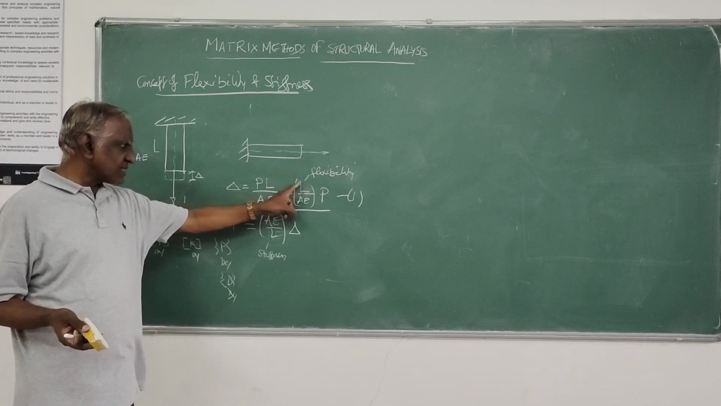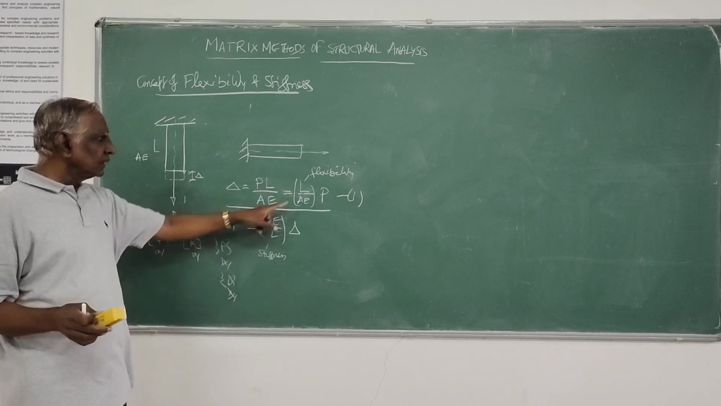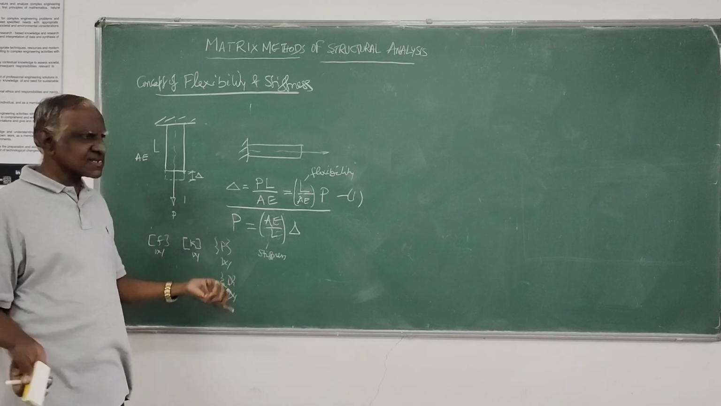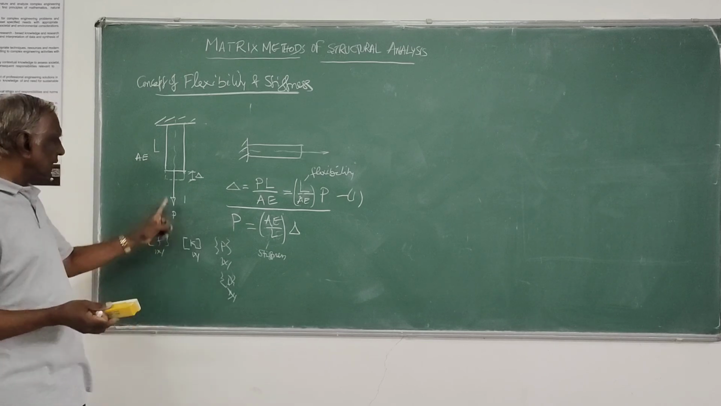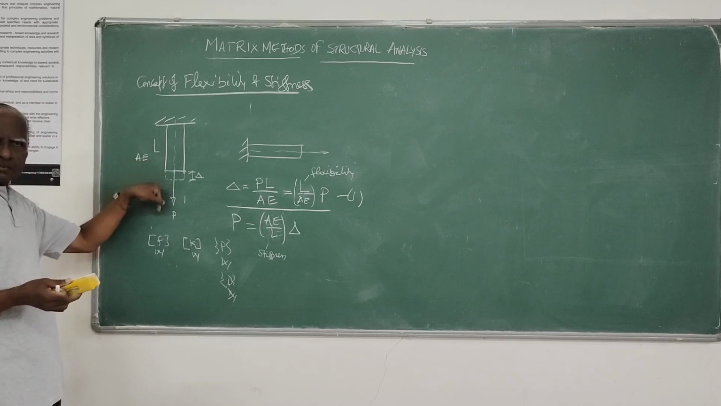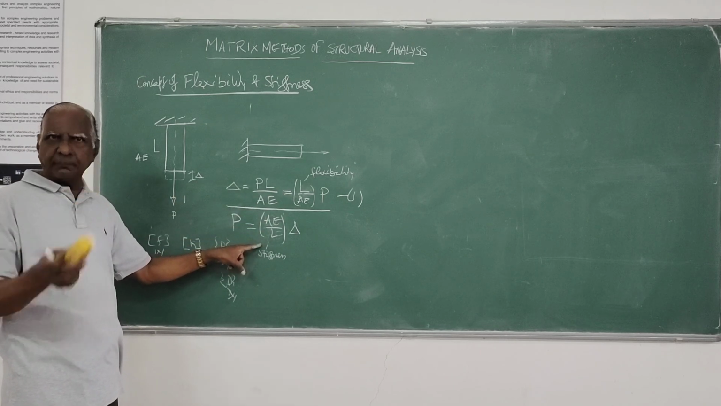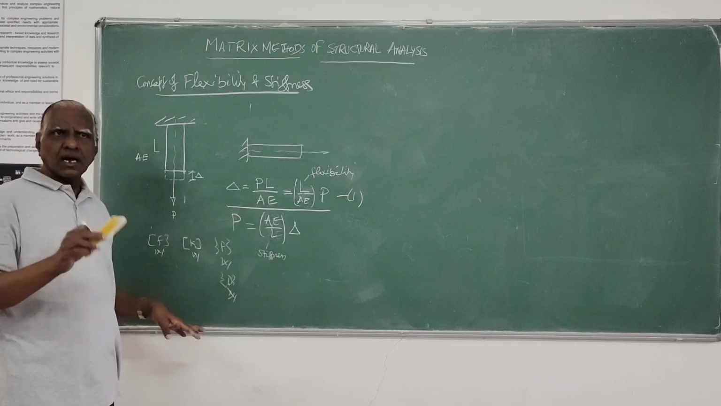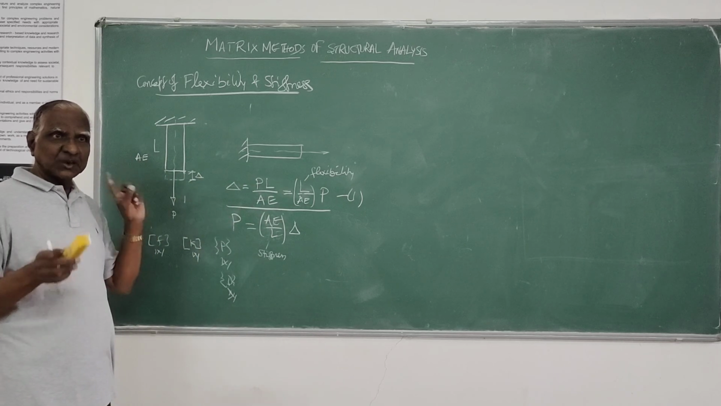Here you can see flexibility and stiffness, they are the inverse of one another. Because it is L by AE, and this is AE by L. The relationship existing between flexibility and stiffness for the same coordinate, that you have to remember. That is for the same direction of force and displacement. With flexibility and stiffness for the same degree of freedom, one is the inverse of the other. F is equal to K inverse or K is equal to F inverse. That is another concept which you have to remember.